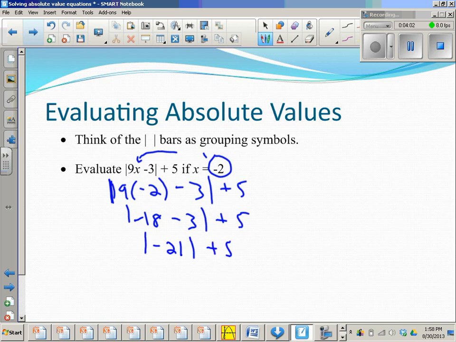What kind of number do we have inside the absolute value? Positive or negative? We have a negative number, so we're going to do the opposite of negative 21, which is positive 21. And we have 21 plus 5 is 26.